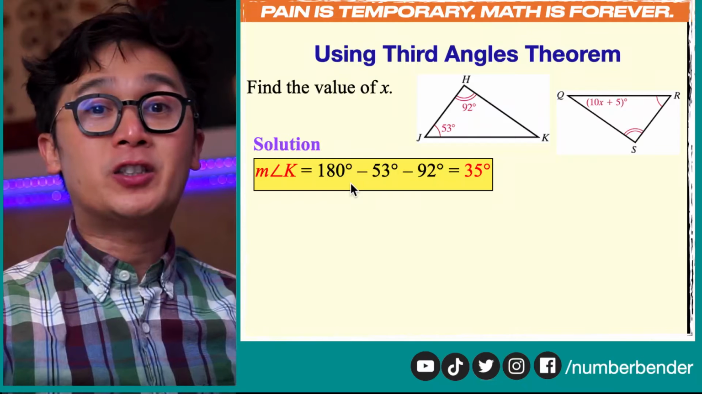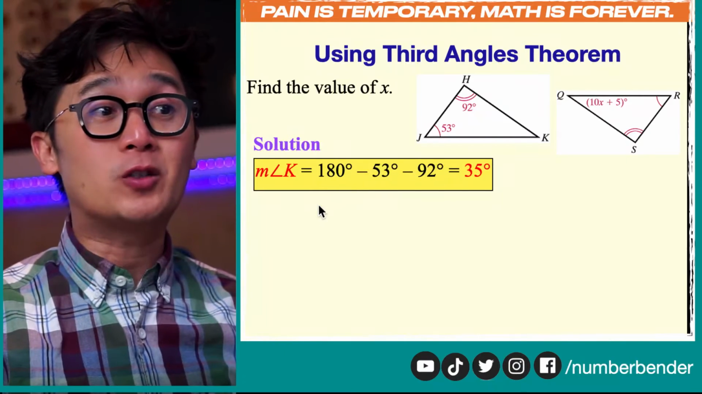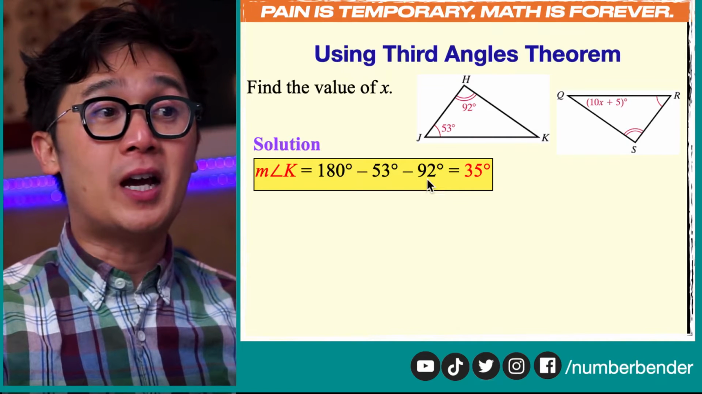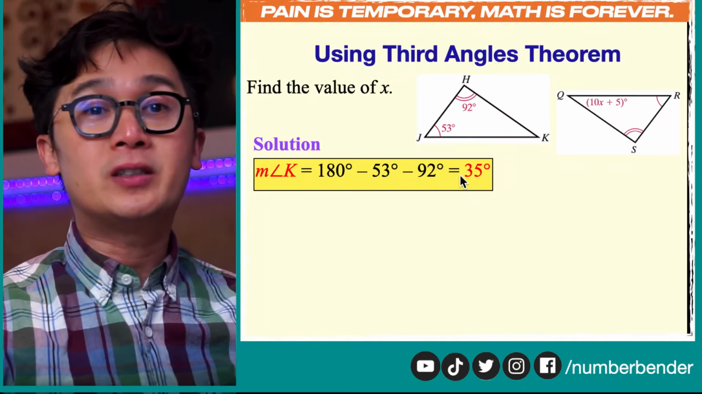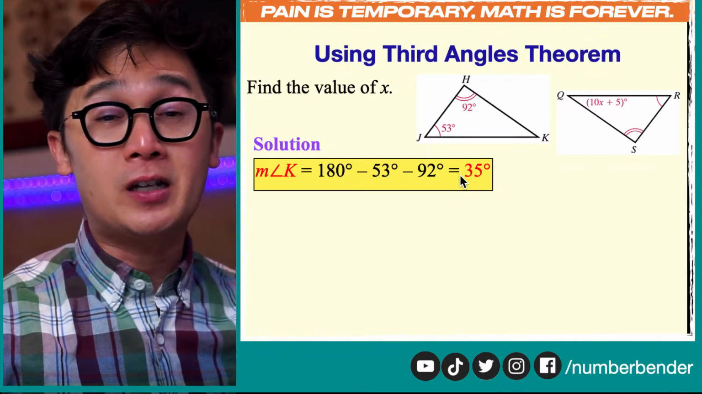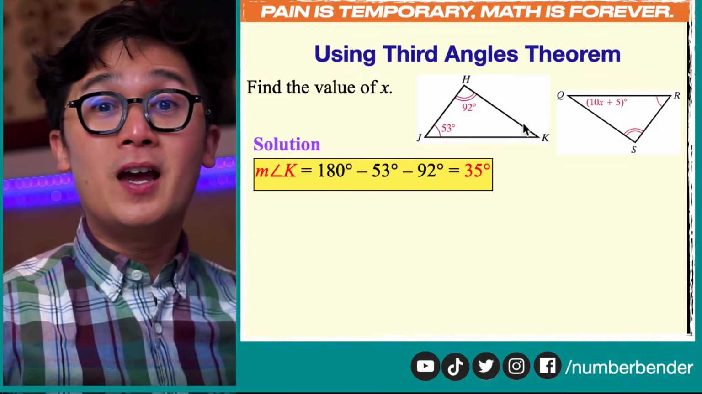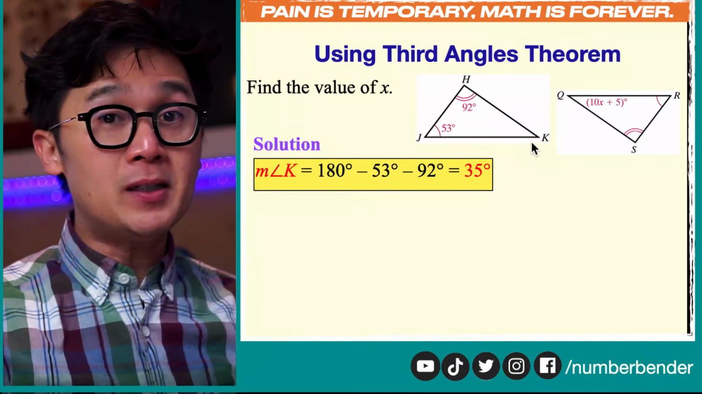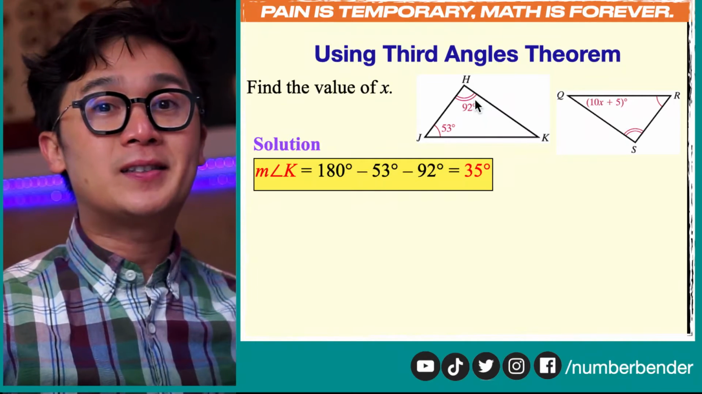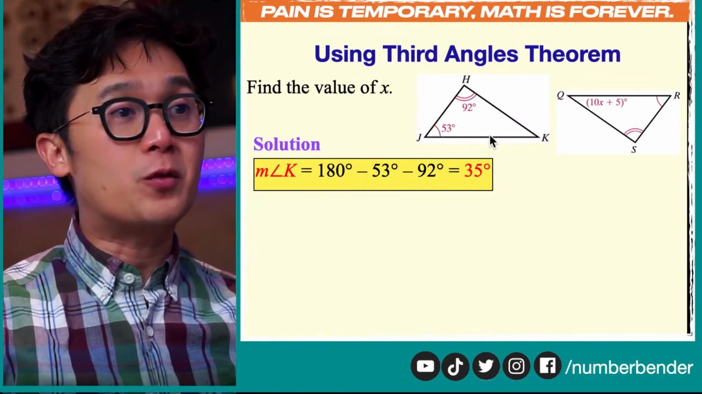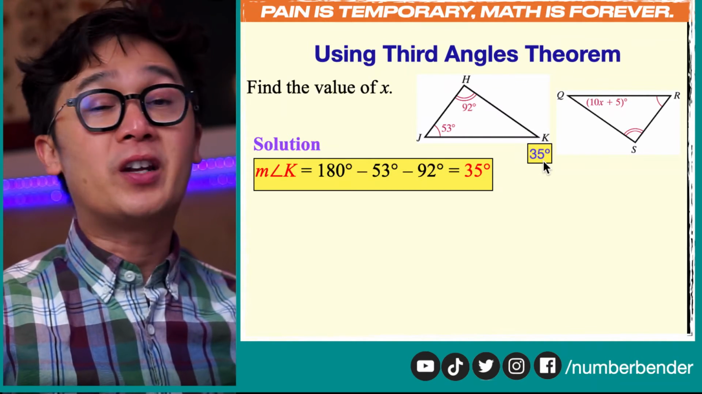So I've already shared with you my first step, and the measurement of angle K is equal to 180 minus 53 minus 92 degrees, which is equal to 35. And we're able to establish that using the sum of the interior angles of a triangle, which is equal to 180 degrees. Since angle K is missing, the easiest way to find it is adding 92 and 53 and subtracting it from 180, which is equal to 35 degrees.